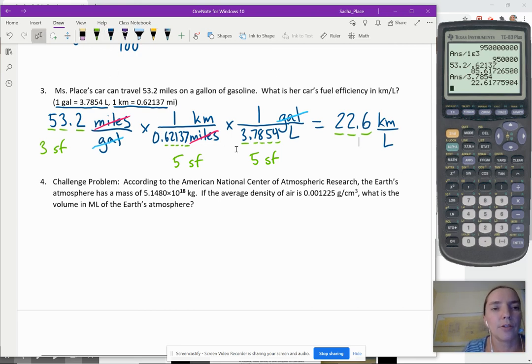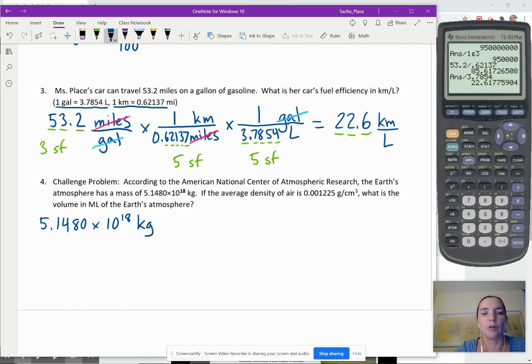Okay, so I'm going to start out in this problem by writing down what I know, and that is the mass of the atmosphere. What we're trying to do here is find the volume in megaliters of the Earth's atmosphere. And I'm starting with its mass, 5.1480, that has 5 sig figs, times 10 to the 18th kilograms. And I want to get to megaliters.